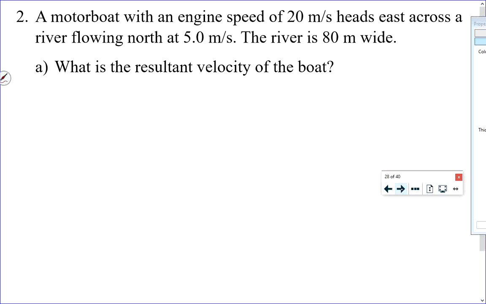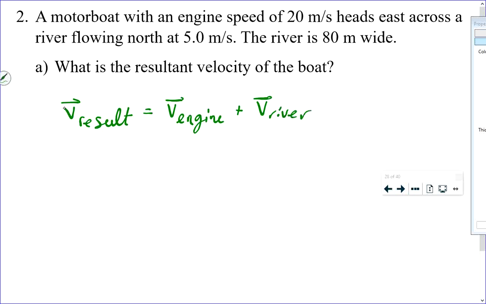Listen, some of you might want to find the resultant velocity without a diagram, but I think you need a diagram. We need to add, for the resultant velocity, we need to add the velocity of the engine and the velocity of the river. And I know that some of you will say, I know how to add this velocity and this velocity.